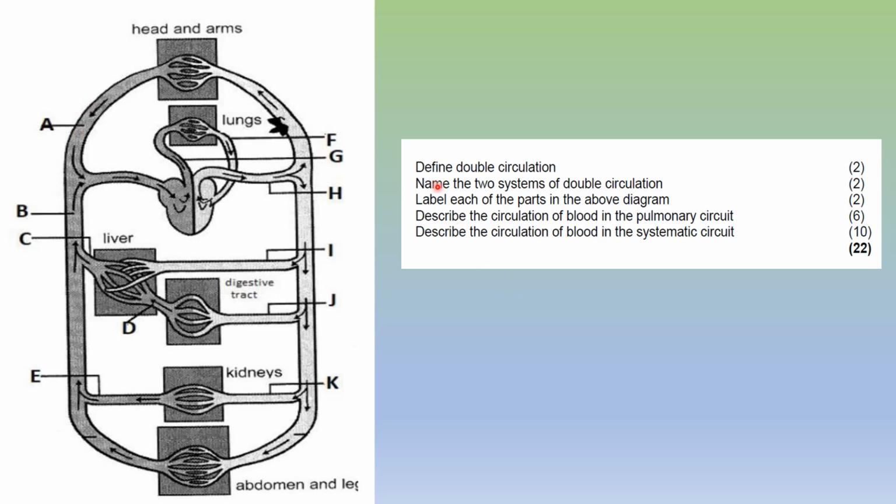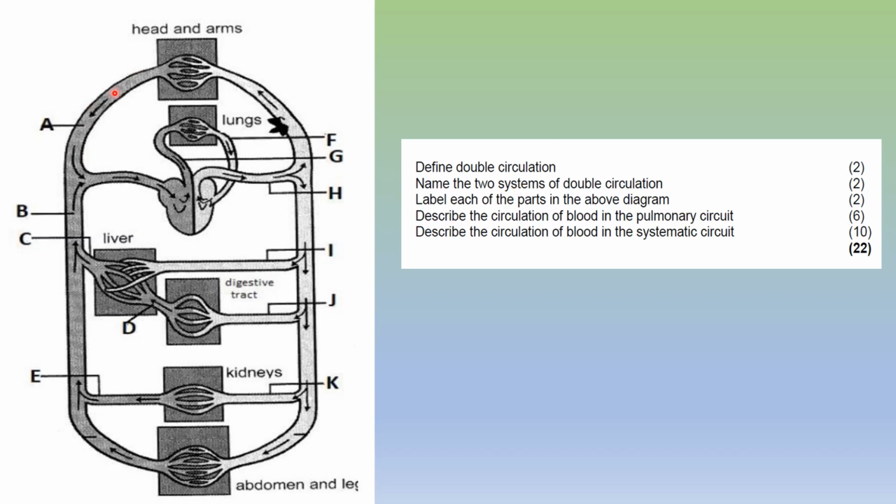When they use the word define, they just want you to give a definition. So define double circulation. It just means that the blood is being pumped through two circuits or two pathways. Name the two systems: the pulmonary circuit and the systemic. Label each of the different parts that we have.